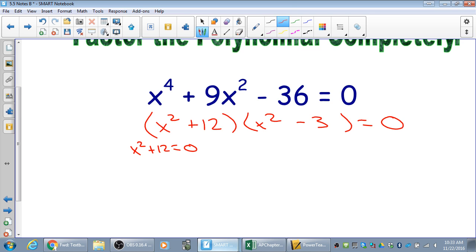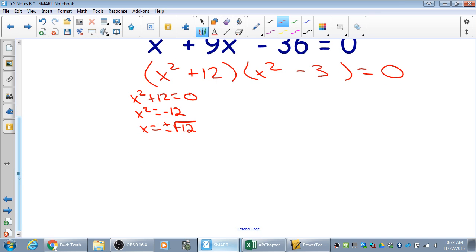We can set this left one equal to 0, minus 12, square root both sides. So plus or minus square root of negative 12. There's 2 solutions. Now I have to simplify this. So we have a little bit more work to do when there's perfect squares in there. So now we have x equals plus or minus. 12 is 4 times 3. So 2i square root of 3. And that's what I'll expect to give you full credit. If you stop short of that, you're not going to get full credit for the problem, of course.